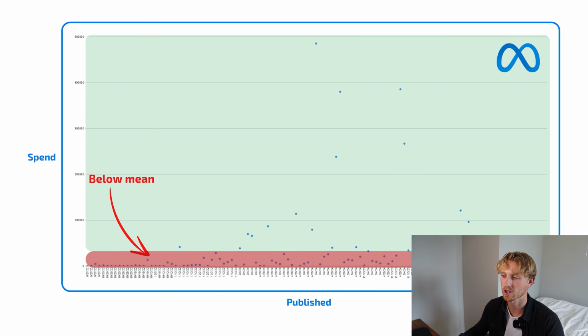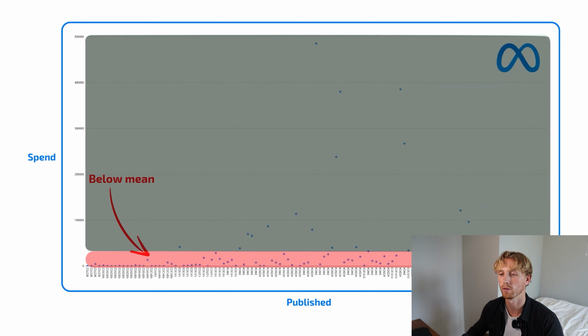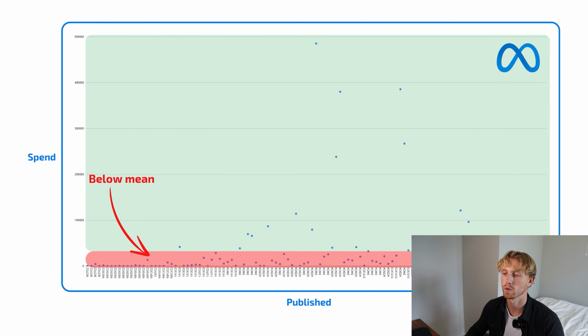Now, on the red section here, this is what's below the mean. That means these ads have below average amount of spend. Now, spend in this case indicates scalability. If an ad doesn't get a lot of spend, it means it's not profitable and it doesn't get prioritized. Now, all of the ads in the green section have an above the average amount of spend, which just basically means they were winning ads, scalable ads. But there's still a big difference between the scalable ads, the best performers, and the ones that just got enough spend to be above average.